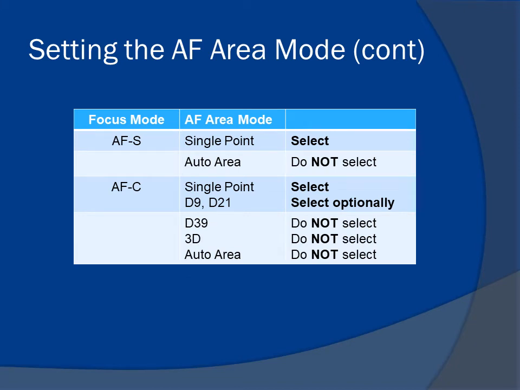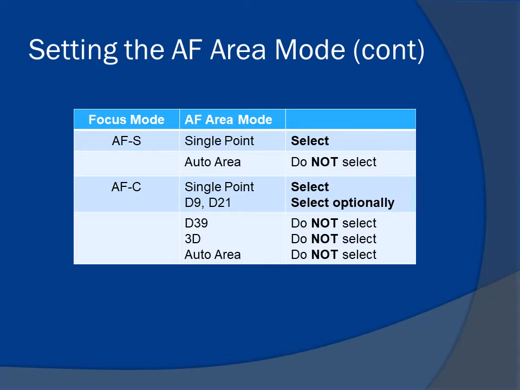Setting the AF area mode. What you can select in the AF area mode is dependent on what is set in the focus mode. As shown on this table, if your focus mode is AF-S, you can only select single point or auto area. If your focus mode is AF-C, you can select single point, D9, D21, D39, 3D, or auto area.